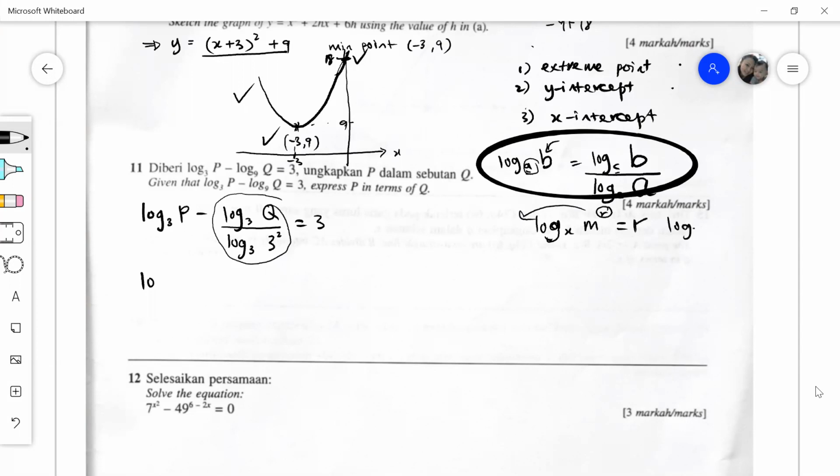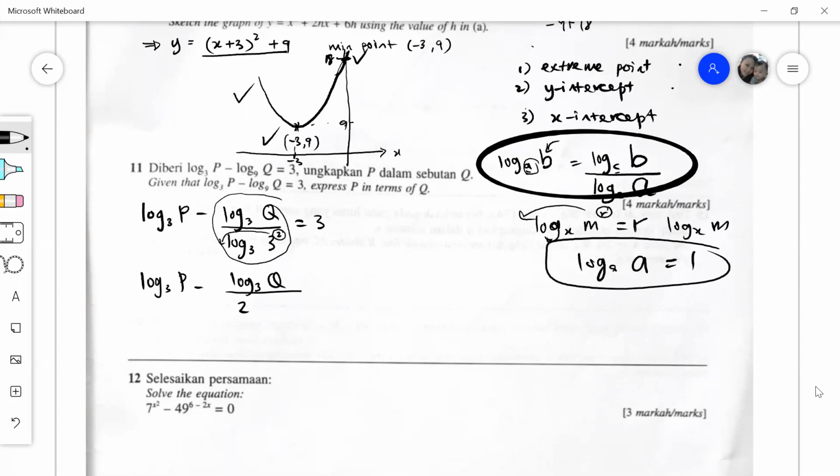log base X of M. Do you know this? So this one, same thing. I just bring this to the front. So I will have log base 3 of P minus, now the rest don't touch yet, just copy, do one thing at a time. This one I bring to the front. And log base 3 of 3 is actually 1. We know that log base A of A is actually 1. Remember this. This is the identity. Must remember. So equals to 3. Okay. Next.